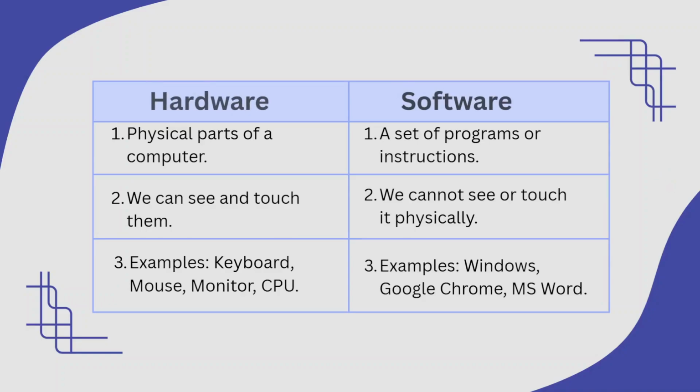Hardware are the physical parts of the computer that we can see and touch. For example, a keyboard. We can type any key on the keyboard and touch them. We can see the keyboard. So all the devices like CPU, mouse, monitor, keyboard, we can touch. So these are the examples of hardware.